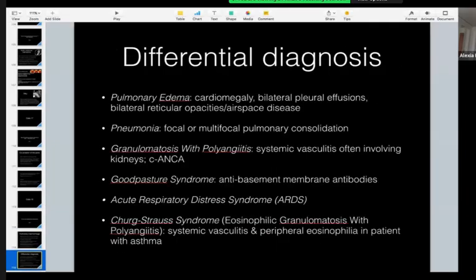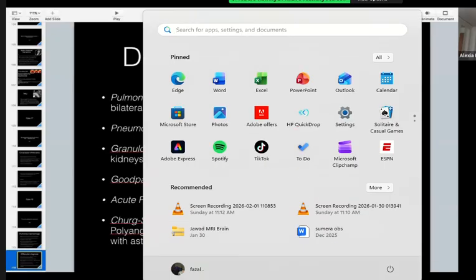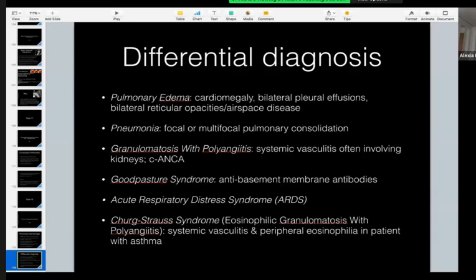HRCT is the imaging modality of choice. As you correctly said, the differential diagnosis would include pulmonary edema, but you would look for other features to suggest this, such as cardiomegaly, bilateral pleural effusions, and bilateral reticular opacities or airspace disease. And there were none of these in this case. Pneumonia, multifocal consolidation: she did not have any infective symptoms at all. And now she's being worked up to exclude these conditions.